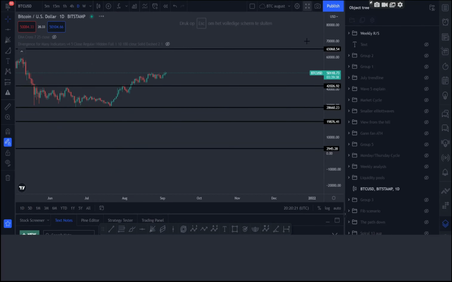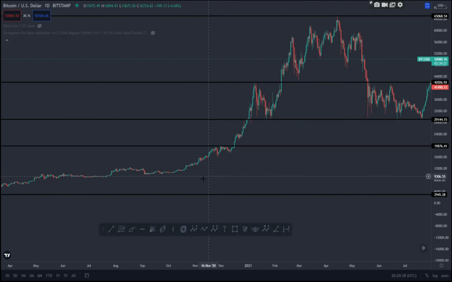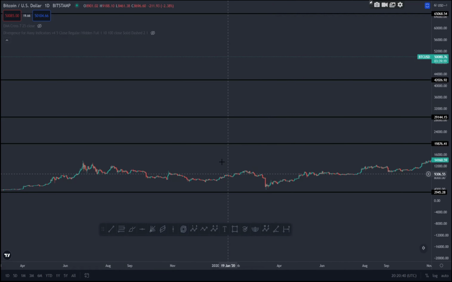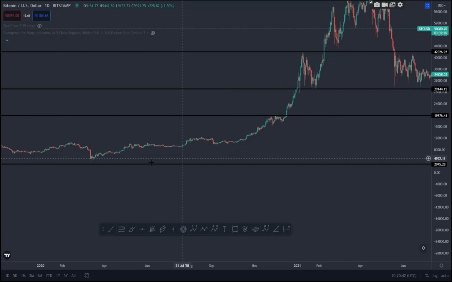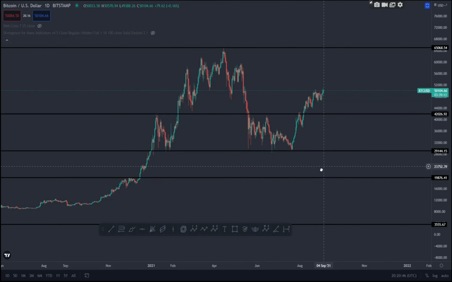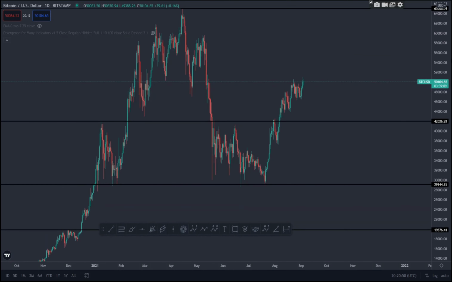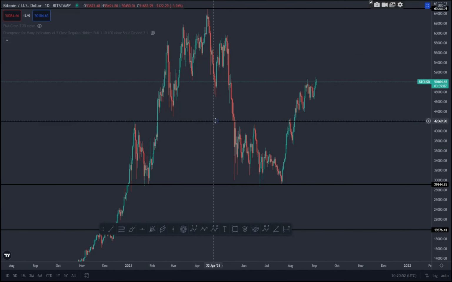I go on the daily, and the first thing I do is check if these lines are accurately placed. If not, I can put them more accurately. That one would be okay. This one a little higher, like that. Yeah, I think that's okay. This one needs to be a little lower.